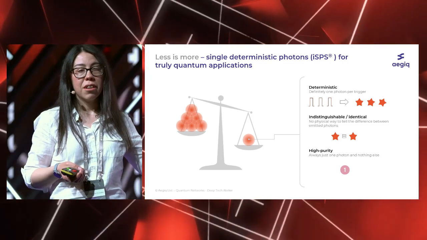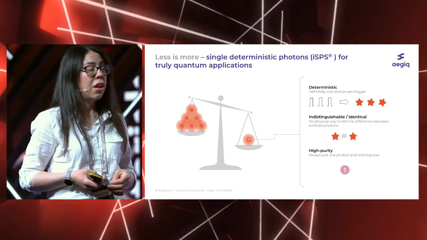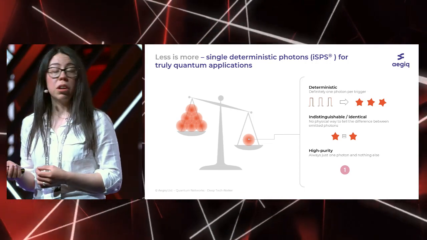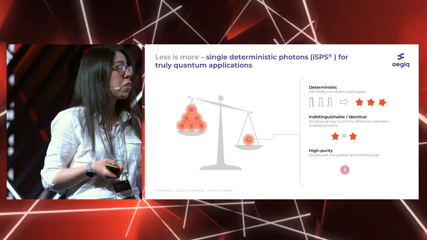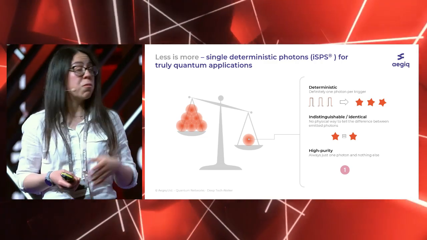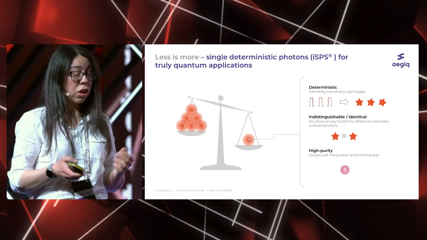It's deterministic, so every time you trigger, you get a photon, and all of the photons are indistinguishable, or identical, to one another. And they're high purity, so you just get one photon and nothing else. So really the benefit of using this technology is the high quality that you get.